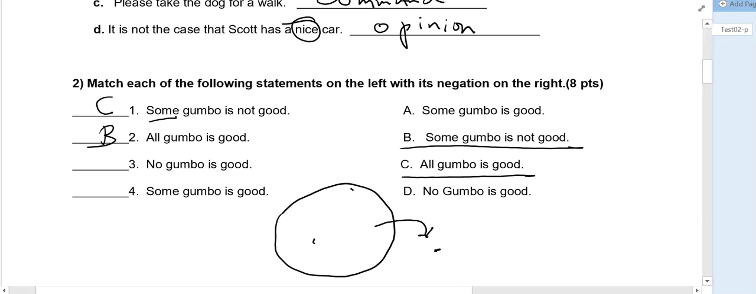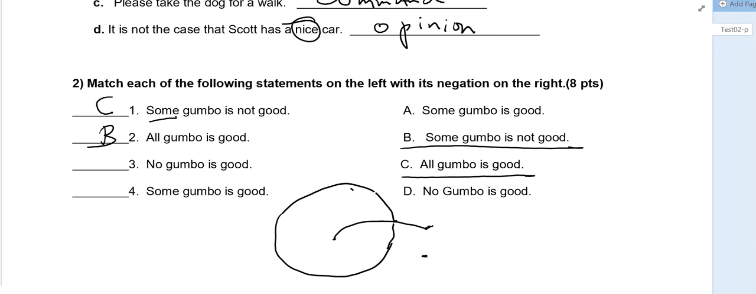No gumbo is good. Well, if no gumbo is good, there's nothing inside my circle here, right? There's gumbo out here that is not good. Once again, it only takes me to move one of them to the inside, and that is one. Some gumbo is good, right? Whenever you have one, don't confuse that one there. But no gumbo is good. I had them on the outside. I moved one of them to the inside. When you say one, you mean some. So some gumbo is good. A.